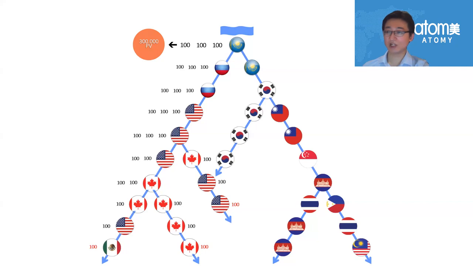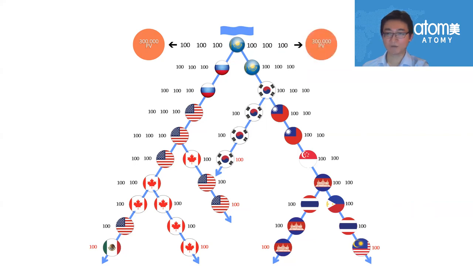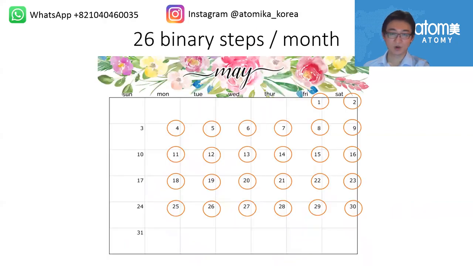And the same goes in your right leg. So in here you can see that all the purchases that are made in your downline, they go upward. And that way you can achieve 300,000 PV easily. And they are transferred and converted to money. So all in all, you can match 26 binary steps per month on average.